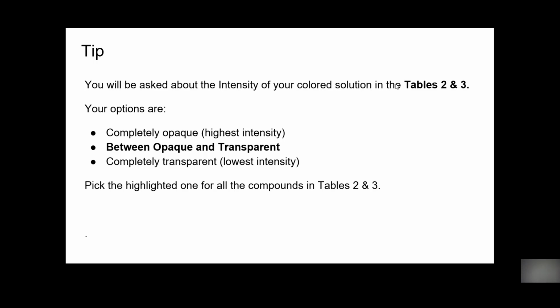So your options are completely opaque, between opaque and transparent, or completely transparent. And I'm trying to understand, does transparent mean clear? Like they don't really explain it. So basically your answers, highlighted for tables 2 and 3, are the same answer, between opaque and transparent. Okay, and if you see this, I think you'll understand what I'm saying once you look at it. And that's it. Thank you.